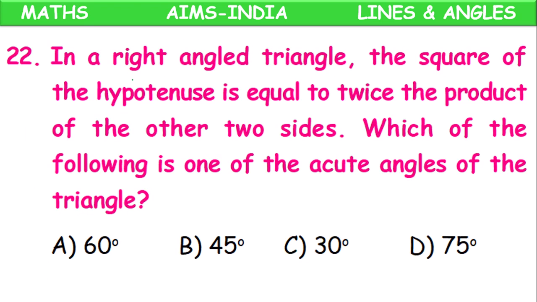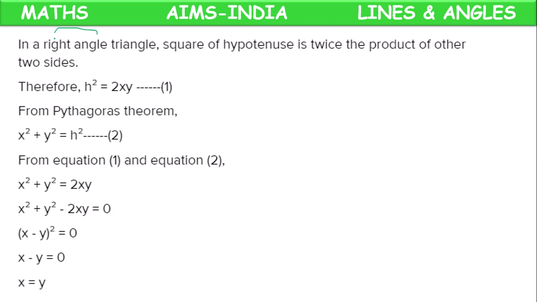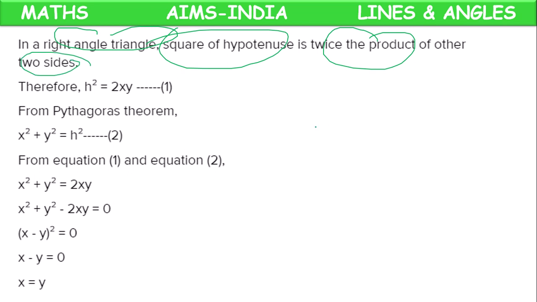Next one. In a right angle triangle, the square of the hypotenuse is equal to twice the product of the other two sides. Which of the following is one of the acute angles of the triangle? So in a right angle triangle, children, the square of the hypotenuse is twice the product of the other two sides.